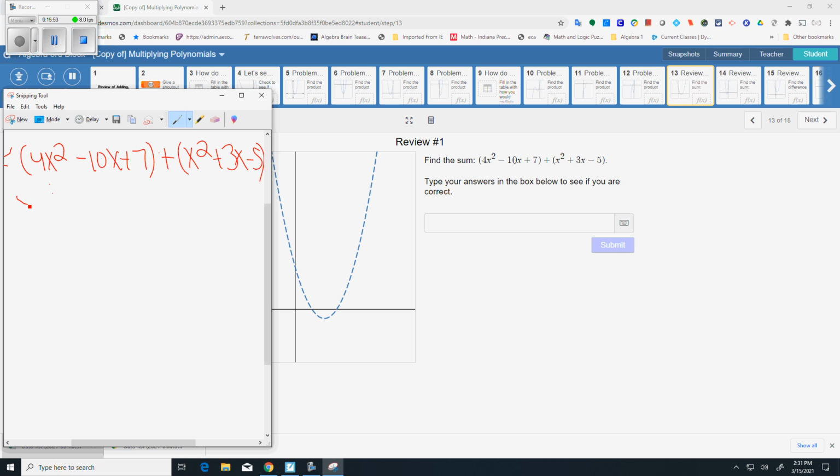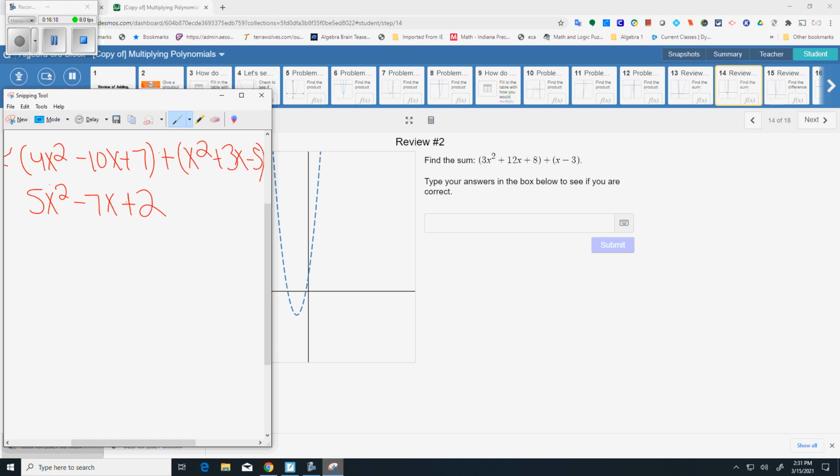So we get 5x squared. Negative 10x plus 3x, that would be negative 7x. And then 7 minus 5, we would get plus 2. And that's our answer for this one.